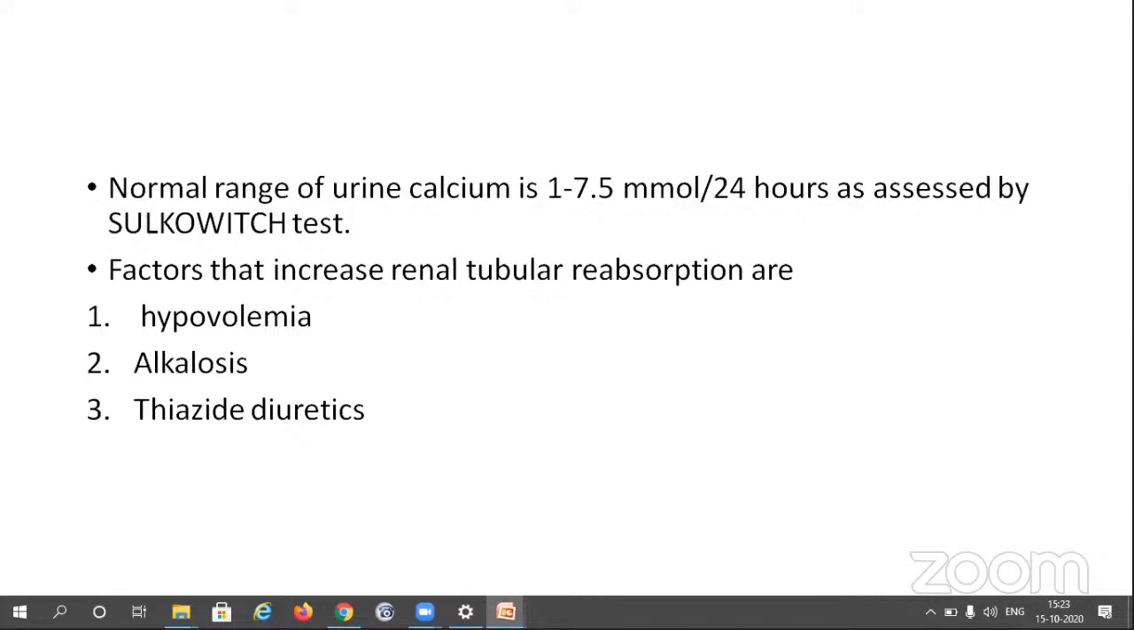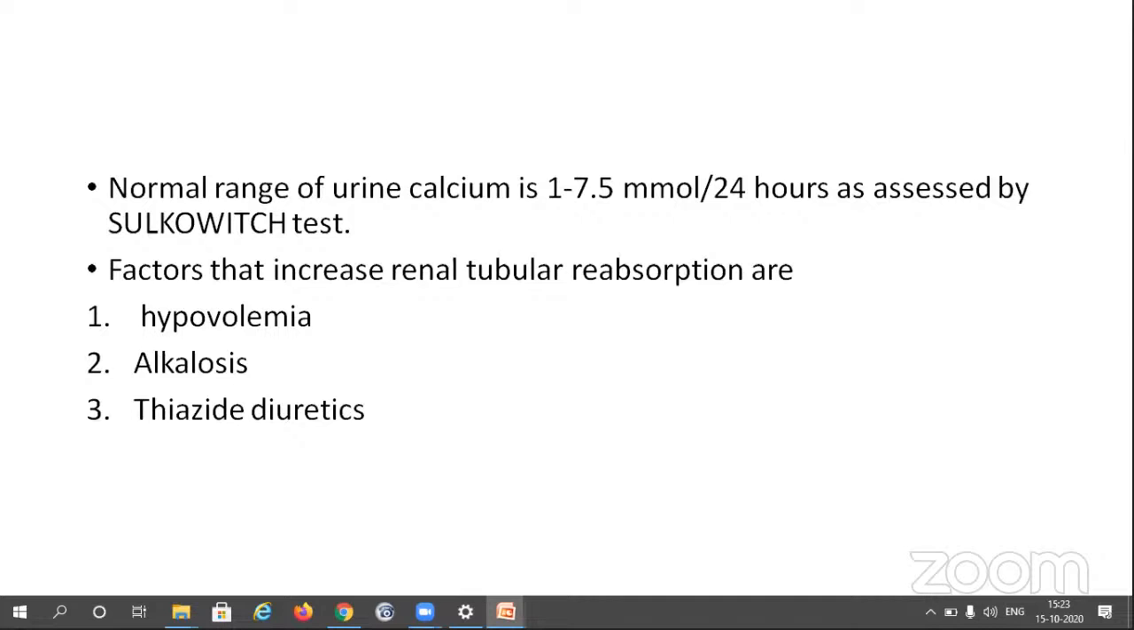The Sulkowitch test is done by mixing 5 ml of urine with 5 drops of 1% acetic acid and 5 ml of potassium oxalate. If there is no precipitation, it signifies hypocalcemia, that is less than 7.5 mg per dl. If there is a fine cloudy precipitate, then it is 9 to 11 milligram per dl. And if there is a heavy precipitate, then it signifies hypercalcemia.